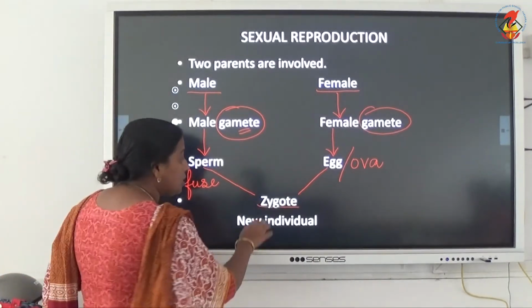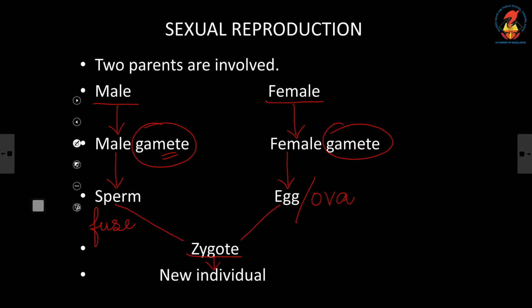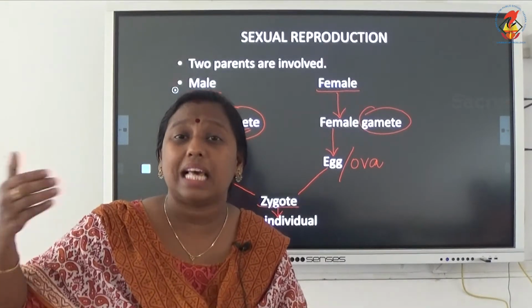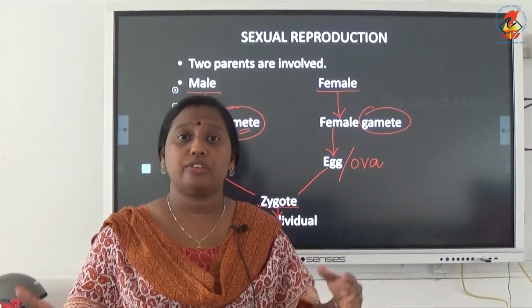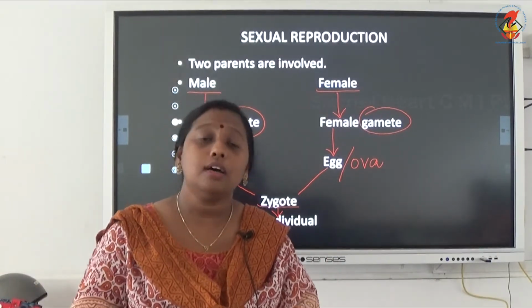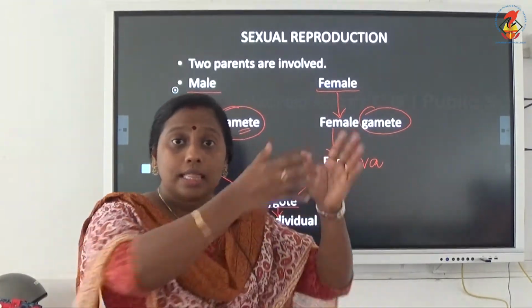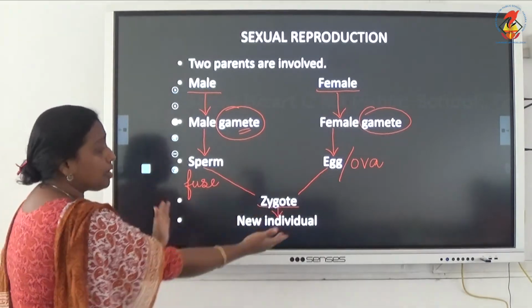Now, the zygote is the first cell which gives rise to a new individual. The zygote will undergo repeated cell division and differentiation. Finally, it will give rise to a new individual. So, this is the whole process of sexual reproduction.